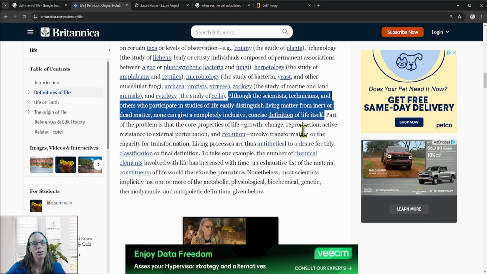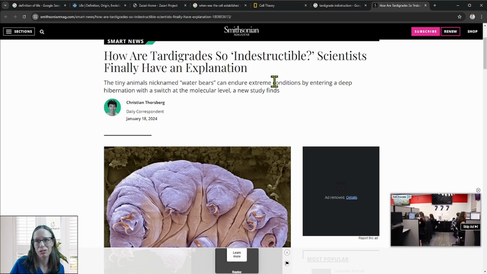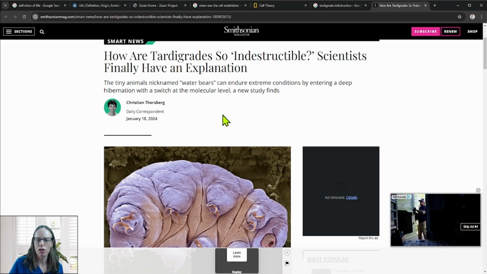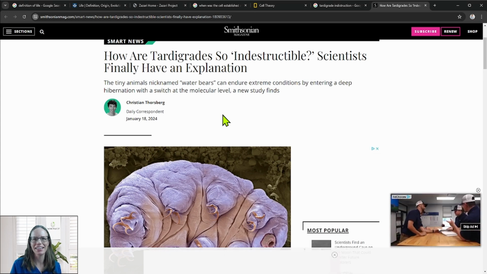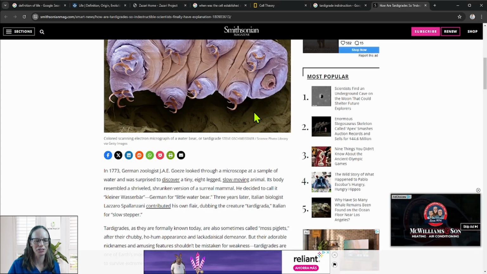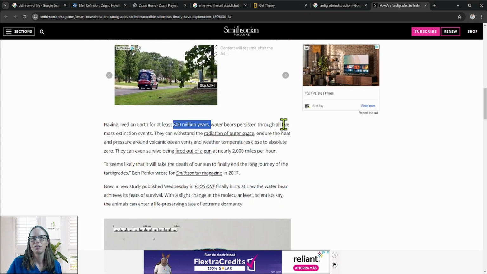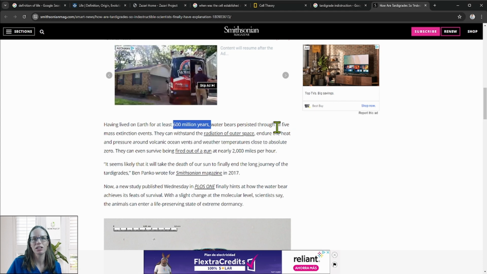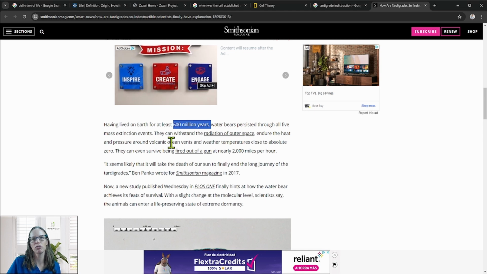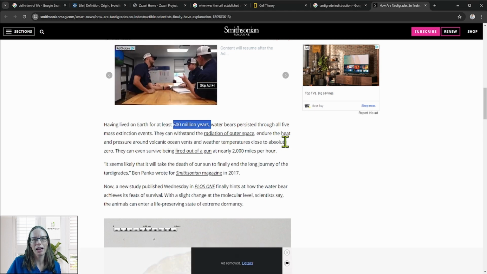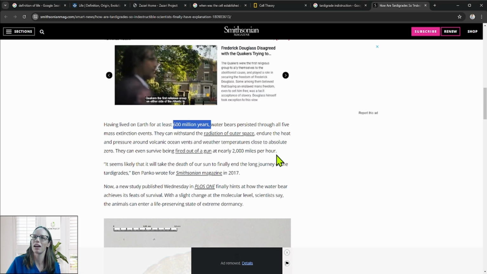For example, the tardigrade. Tardigrades are tiny creatures, also called water bears, that can endure extreme conditions of a huge variety. They go into almost a state of suspended animation, or suspended hibernation, they call it here. They can persist in this state with no food or water for decades. They've survived on Earth for at least 600 million years, which have included 5 mass extinctions. They can withstand radiation from outer space, endure heat and pressure around volcanic ocean vents, and survive temperatures close to absolute zero. Evidently, they can survive being fired out of a gun at nearly 2,000 miles an hour.